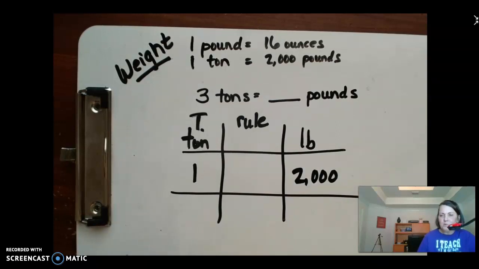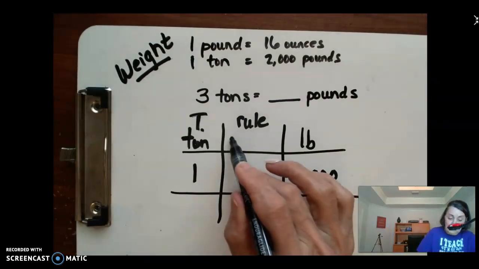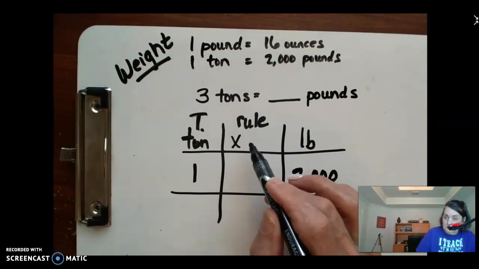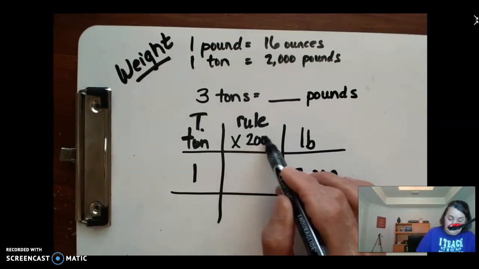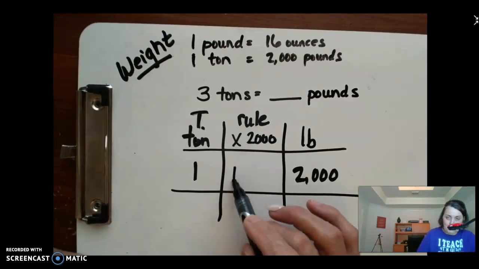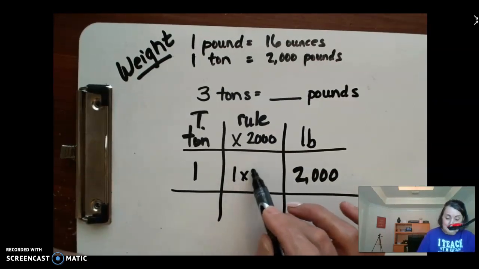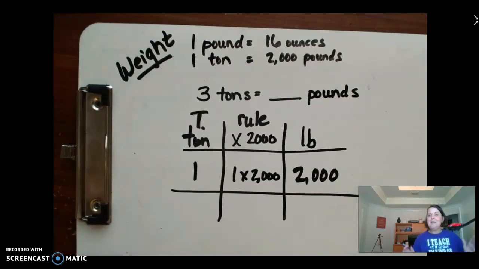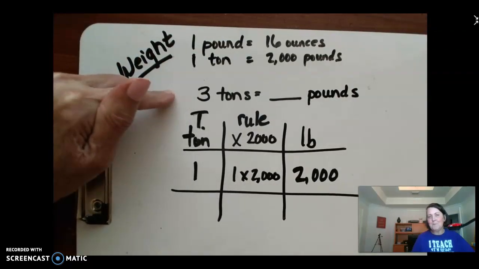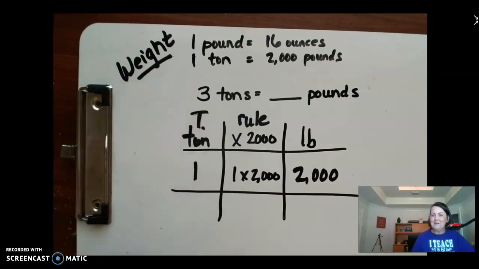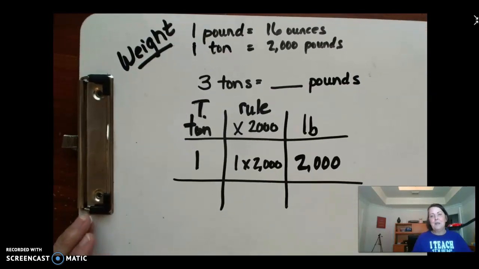Now what is the rule? So since we're going from 1 to 2,000, we know we're going to multiply. And we have to multiply times what? 2,000. All right, now we can write our expression. 1 times 2,000 equals 2,000. Very good. Now we can solve our conversion. We want to know how many pounds are in 3 tons. Go ahead and set up your problem. I will wait.